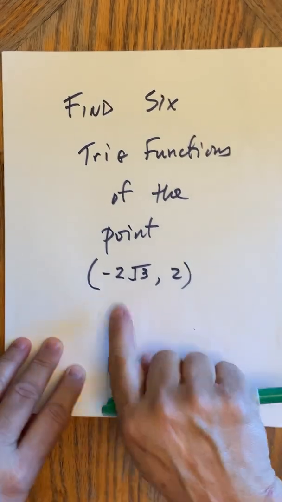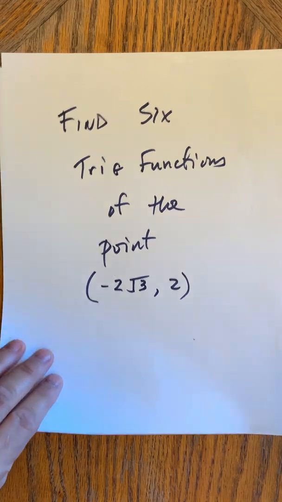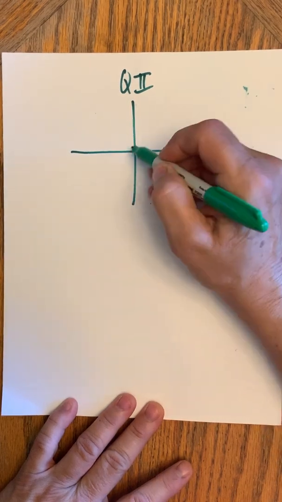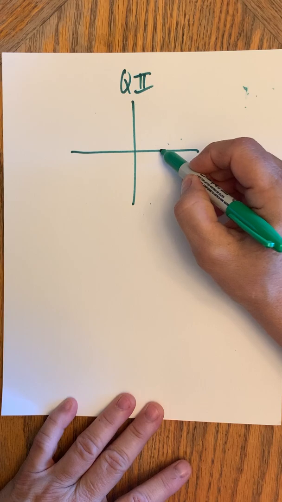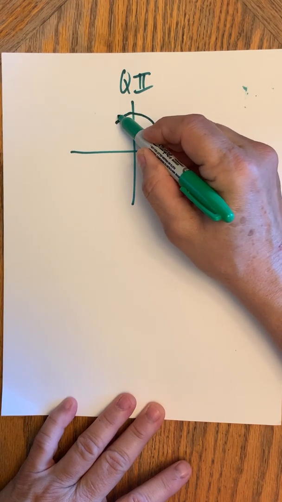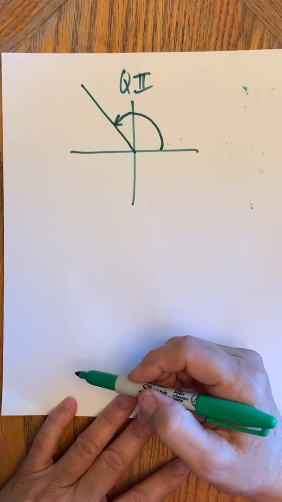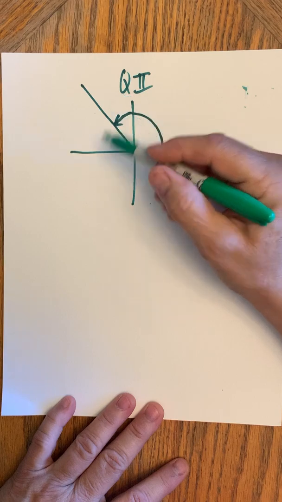So I know that the x-coordinate is negative and the y-coordinate is positive. So what quadrant am I in? I'm in quadrant 2, right? So the x is negative and the y is positive, so I'm here. So what happened is there was some angle that was rotated into quadrant 2, and then you have your terminal side.